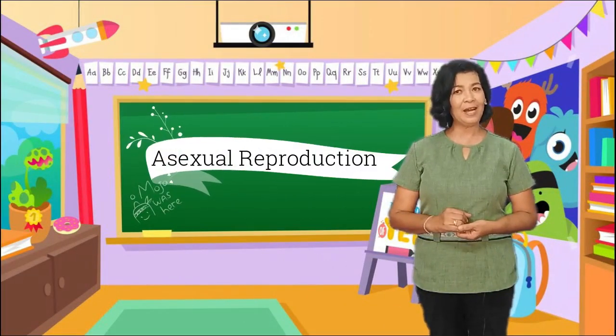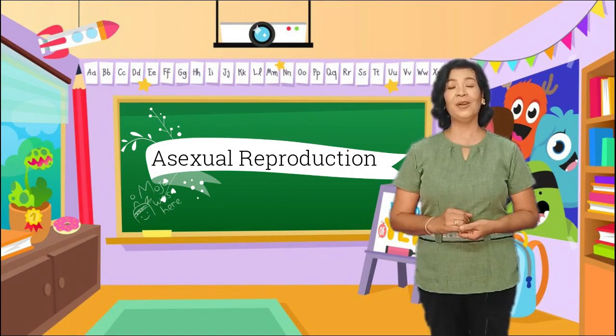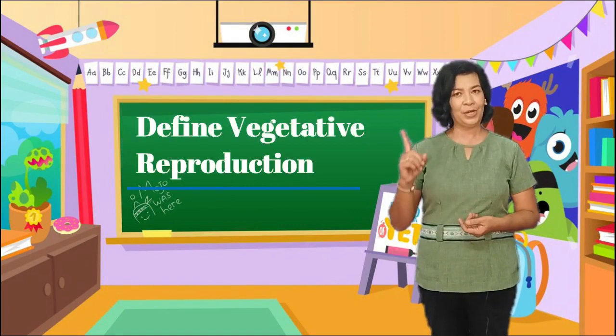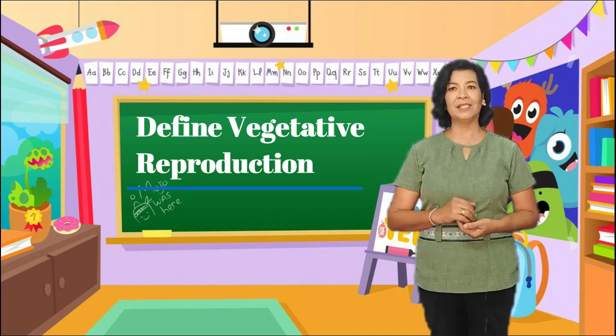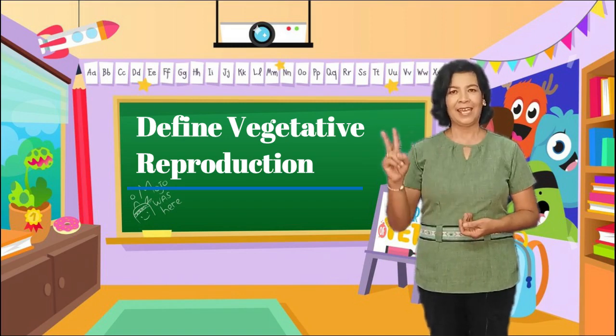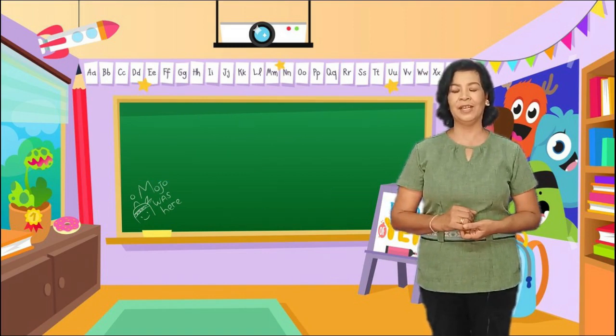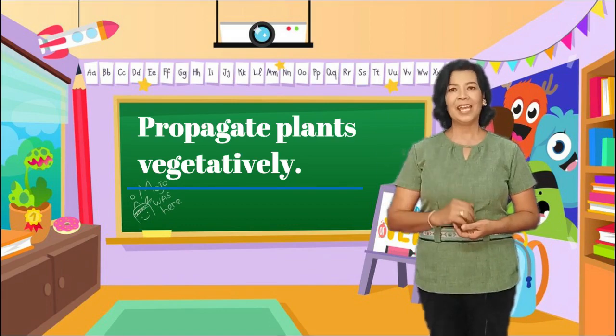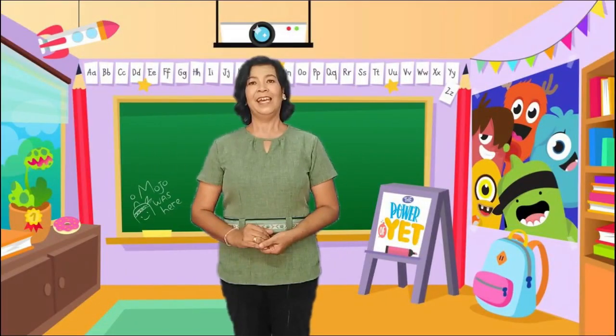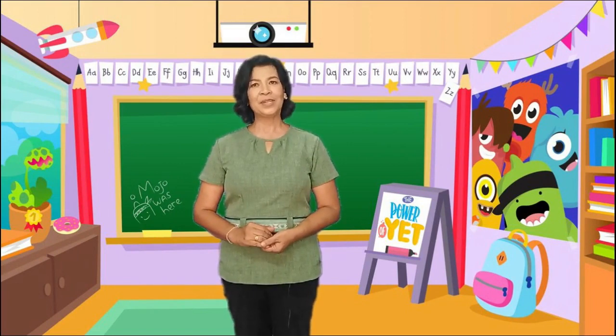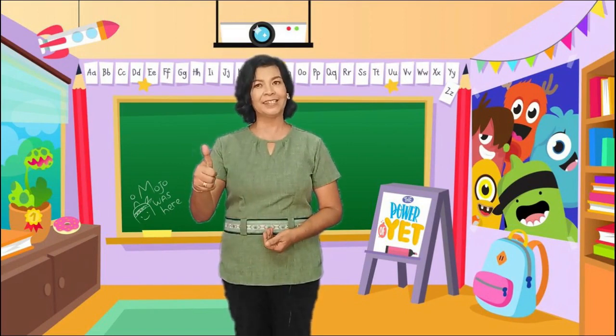Today's lesson is about asexual reproduction. This lesson will be focusing on three objectives. First, define vegetative reproduction. Second, explain how potatoes reproduce and the advantages of vegetative reproduction. And third, propagate plants vegetatively. After this, I hope that we can get your green thumbs working.